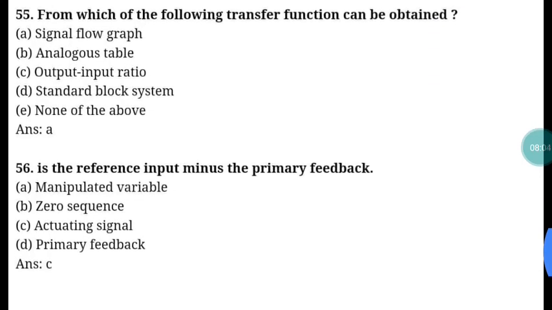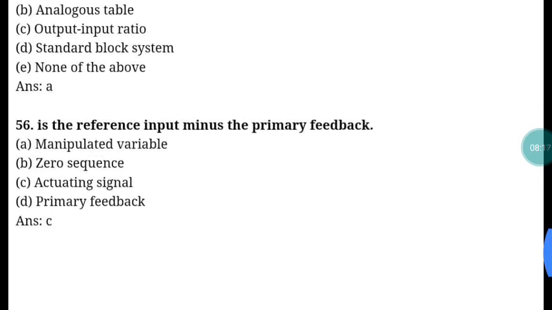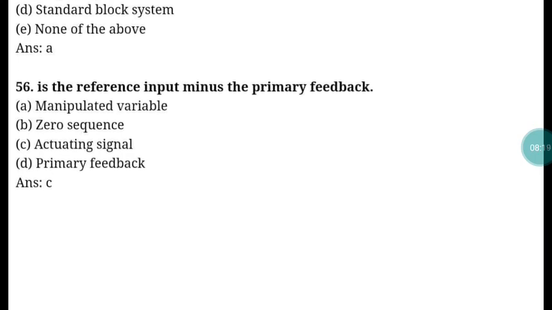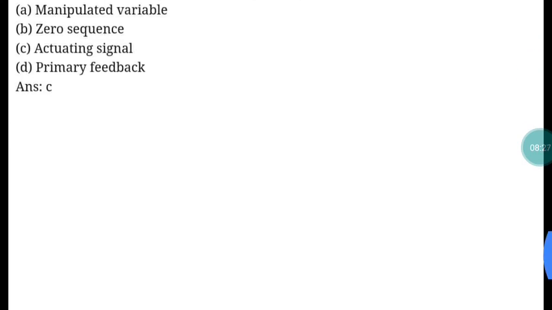Question number 55. From which of the following can transfer functions be obtained? So signal flow graph. By using signal flow graph we can obtain the transfer function. Option A is the right answer. Dash is the reference input minus the primary feedback. So reference input minus primary feedback is equal to the actuating signal. Option C is the right answer.